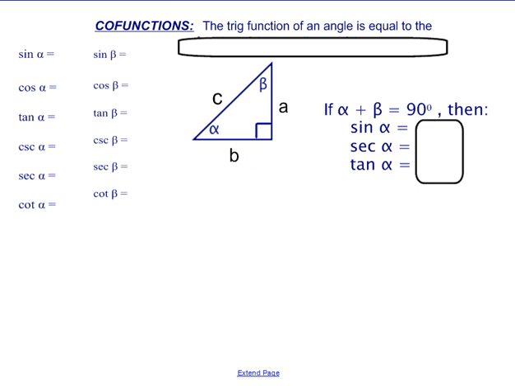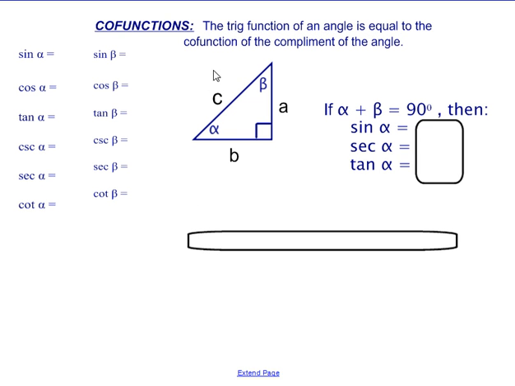Alright, so now we're getting into cofunctions. The trig function of an angle is equal to the cofunction of the complement. Basically what this means is that if two trig functions are cofunctions, then they'll equal each other if the angle measures are complementary. So if we look here as a quick example, in this triangle we know alpha and beta have to add up to 90 degrees because this is a right triangle, 180 degrees total. Take away the 90 from this guy here, leaves you with alpha and beta equaling 90, so they're complementary. If I were to take the sine of alpha and jot it down over here, the sine of alpha is going to equal a over c.